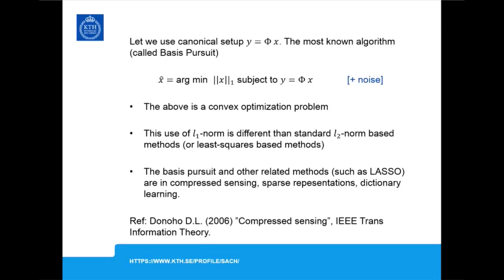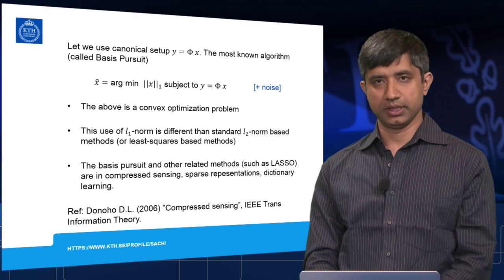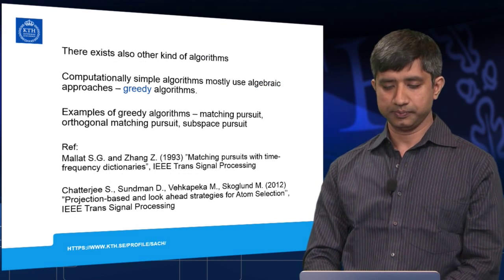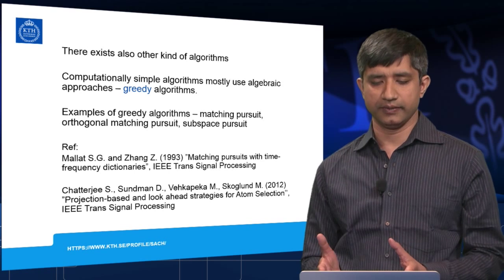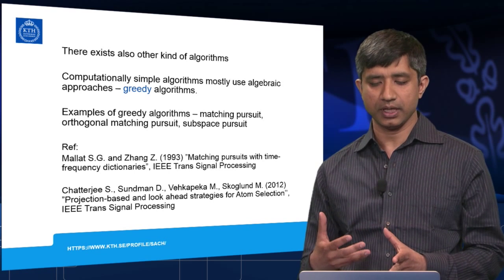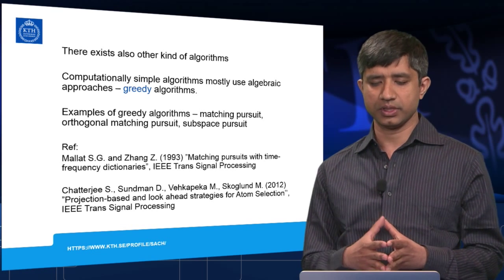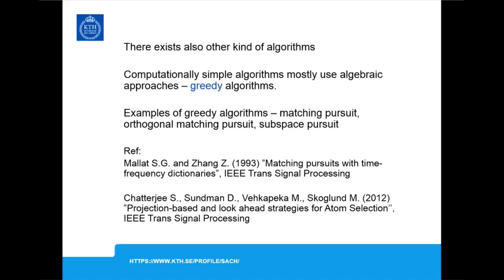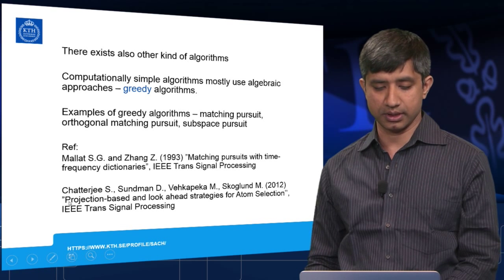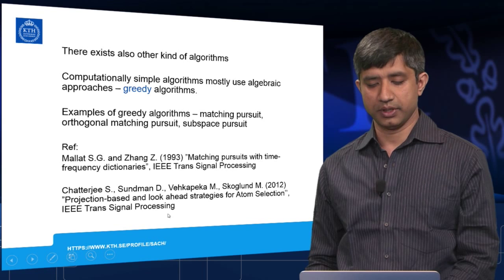The basis pursuit and other related methods such as lasso are in compressed sensing, sparse representation, dictionary learning, and different kinds of topics. And the seminal paper is by Donoho, compressed sensing, in IEEE Transactions on Information Theory. There also exist other kinds of algorithms, computationally simple algorithms, which mostly use algebraic approaches, not the convex optimization approach, but algebraic approaches, and these are called greedy algorithms. Examples of greedy algorithms are matching pursuit, orthogonal matching pursuit, subspace pursuit. We have worked on that, and our algorithm is there in IEEE Transactions on Signal Processing.